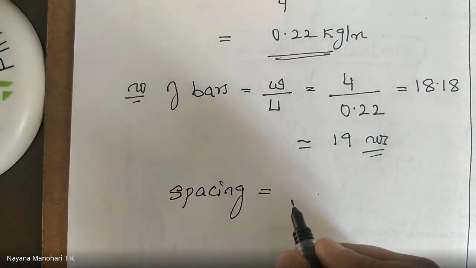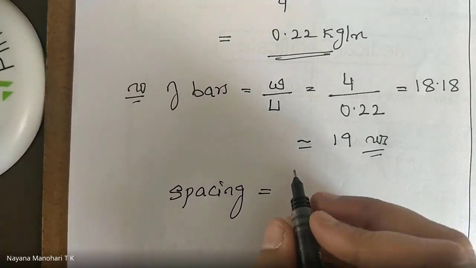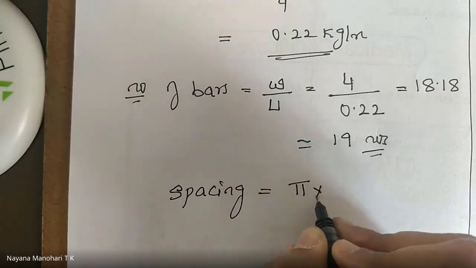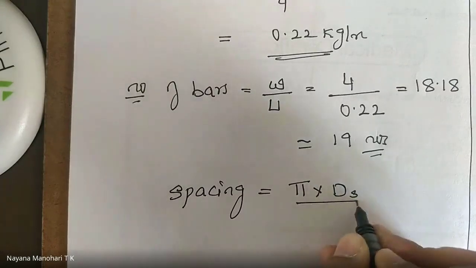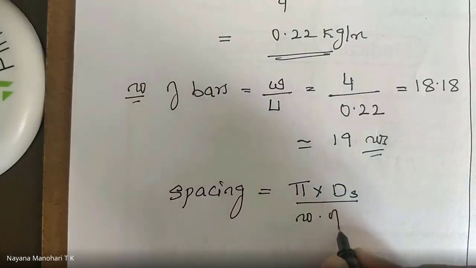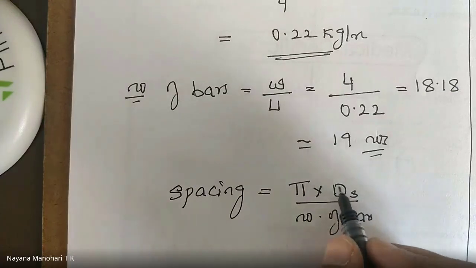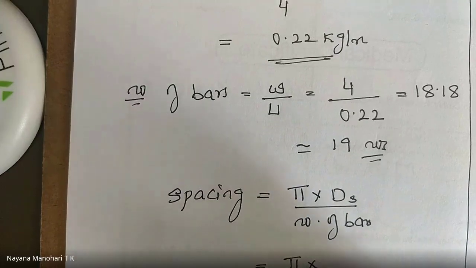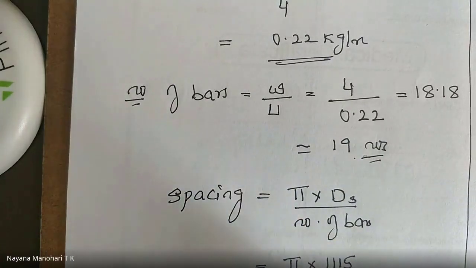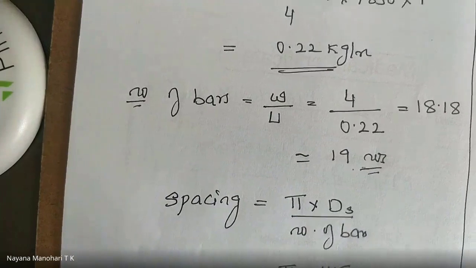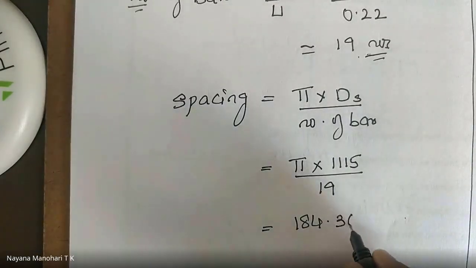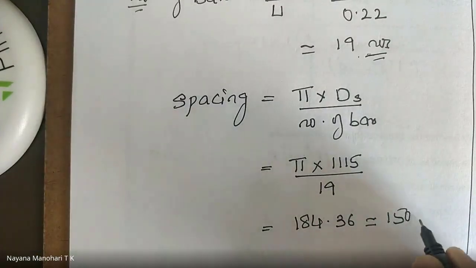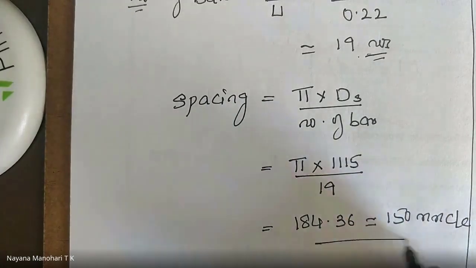Same as such for the spiral reinforcement. Spacing is given by what? Pi into ds divided by number of bars. Be careful, ds is the dia of the spiral. So pi into dia of the spiral, it is 1115, divided by number of bars. It is 90. You will get it as 184.36. Round it off to 150 mm center to center.